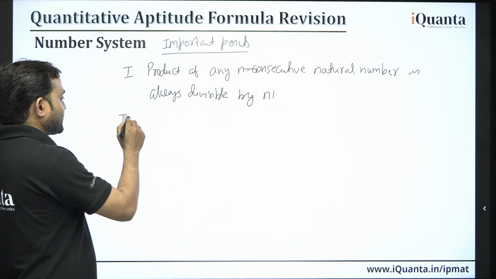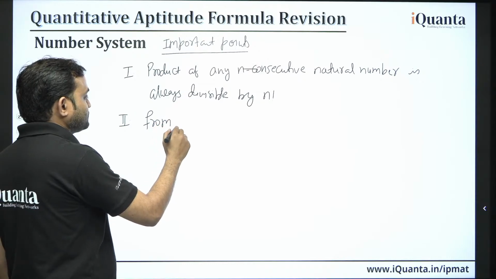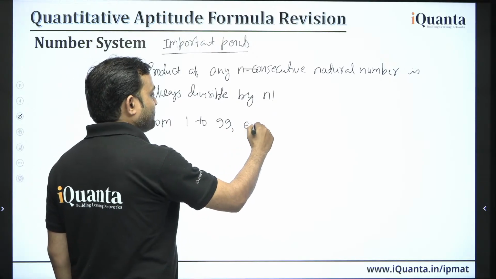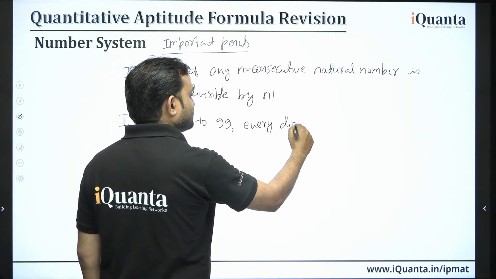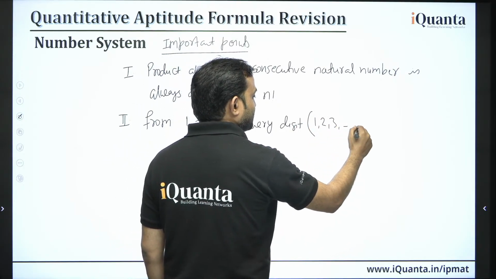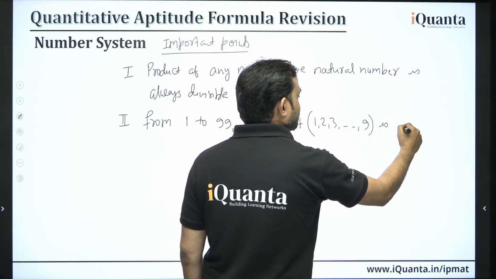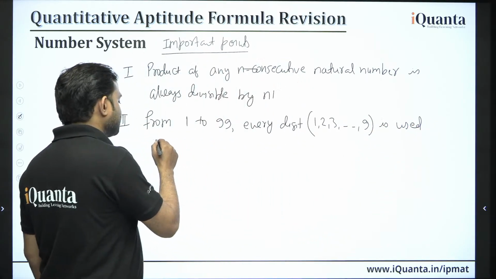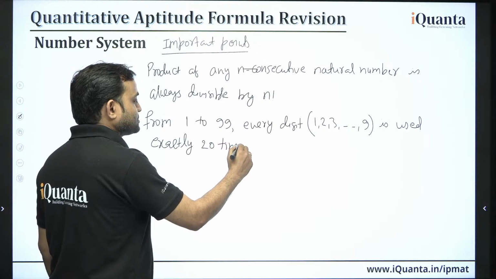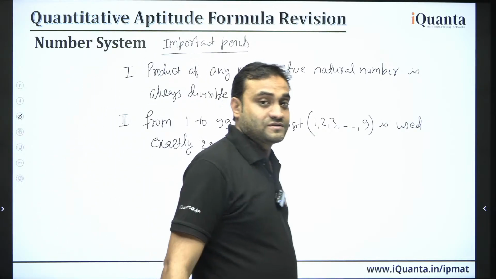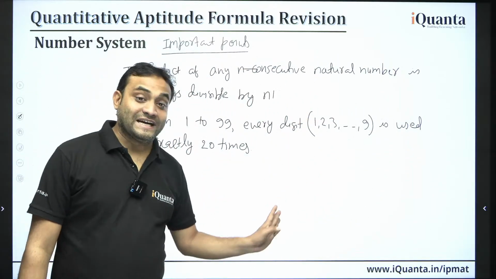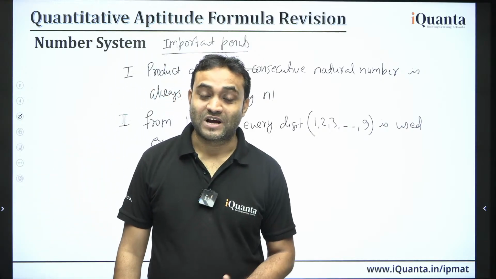Then second, from 1 to 99, okay, every digit, means 1, 2, 3 till 9, is used exactly 20 times, है ना. If you write down 1 to 99, how many times 1 has been used? Have you seen a question like this?